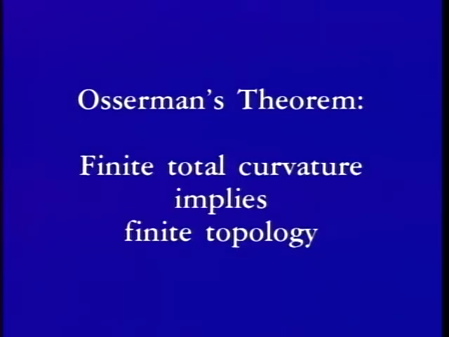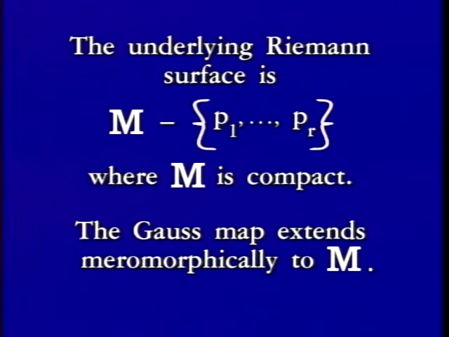In the case of finite total curvature, the situation is quite different. One can hope to construct examples by using a result of Osserman, which says, roughly, that finite total curvature implies finite topology. More specifically, Osserman was able to show that if you have a complete minimal surface of finite total curvature, then conformally, it is a compact Riemann surface of finite genus, punctured in a finite number of points, and the Gauss map, which is meromorphic on the surface, actually extends to the compact surface as a meromorphic function.